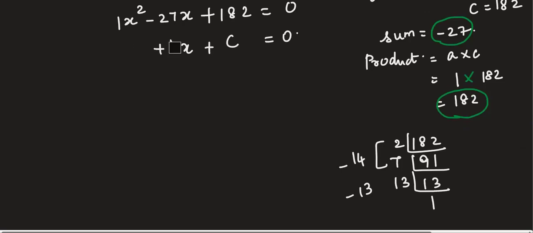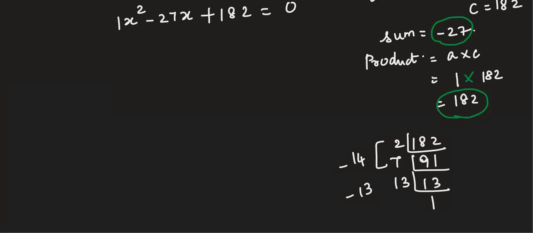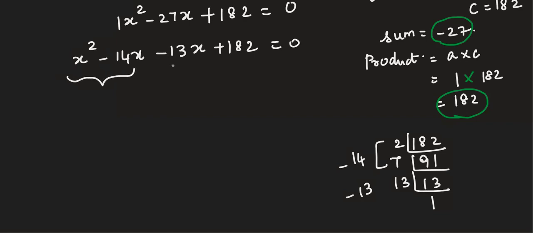I just erase this one also. Now this equation will become x square minus 14x minus 13x plus 182 is equal to 0. Now let's combine the first two terms like this and the last two terms like this. What is common between x square and 14x? Only x is common, so take x outside. The remaining you put within brackets. So x into x will become x square, and x into negative 14 is negative 14x.